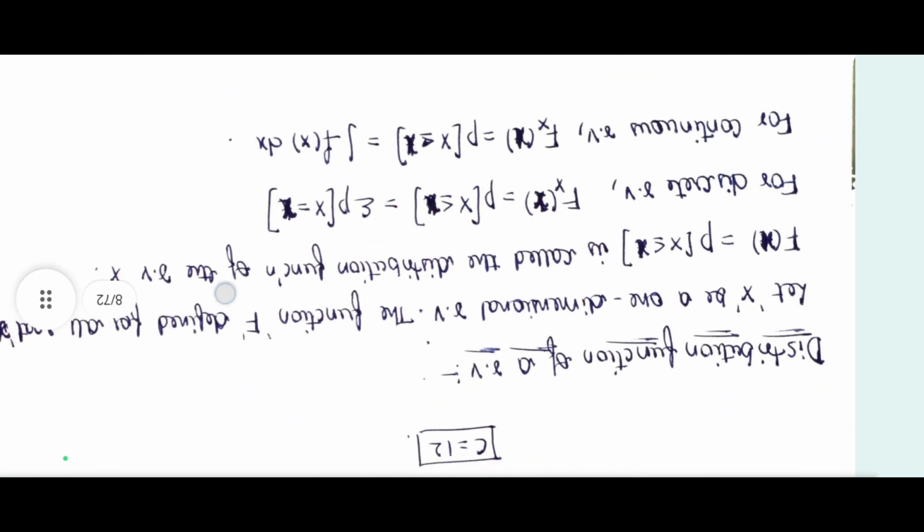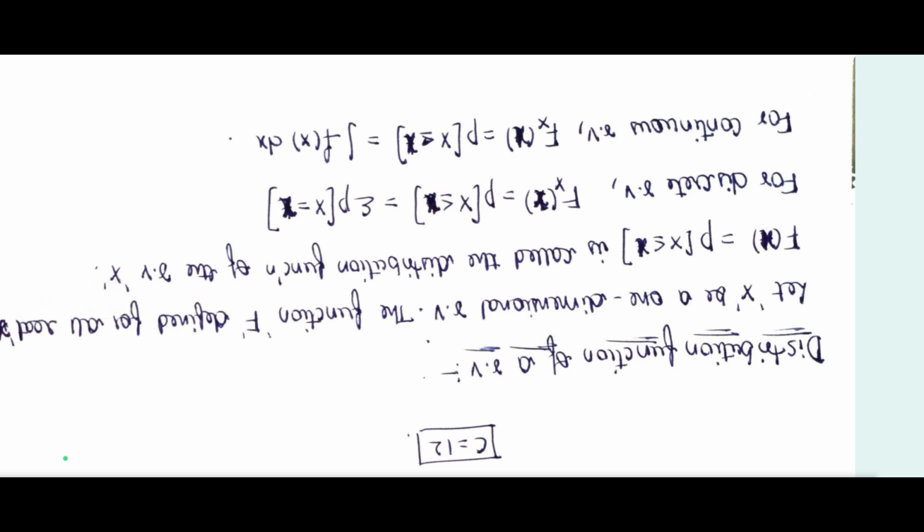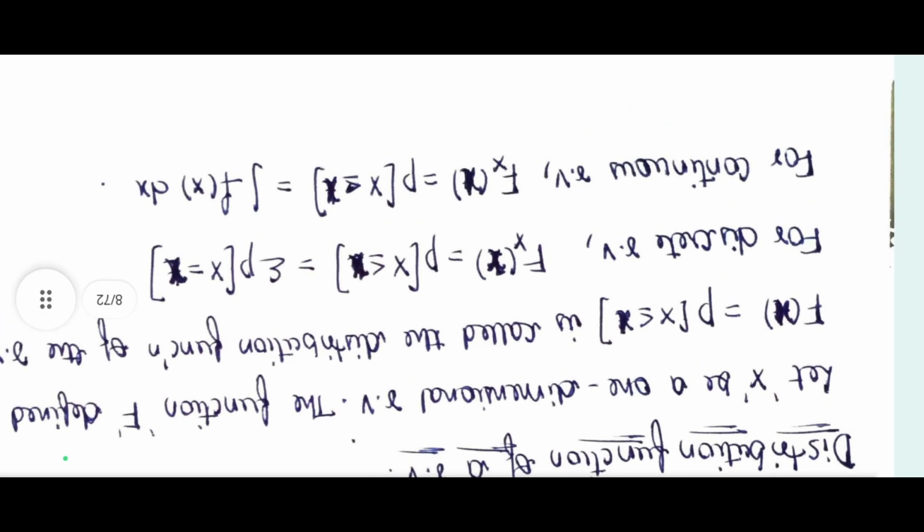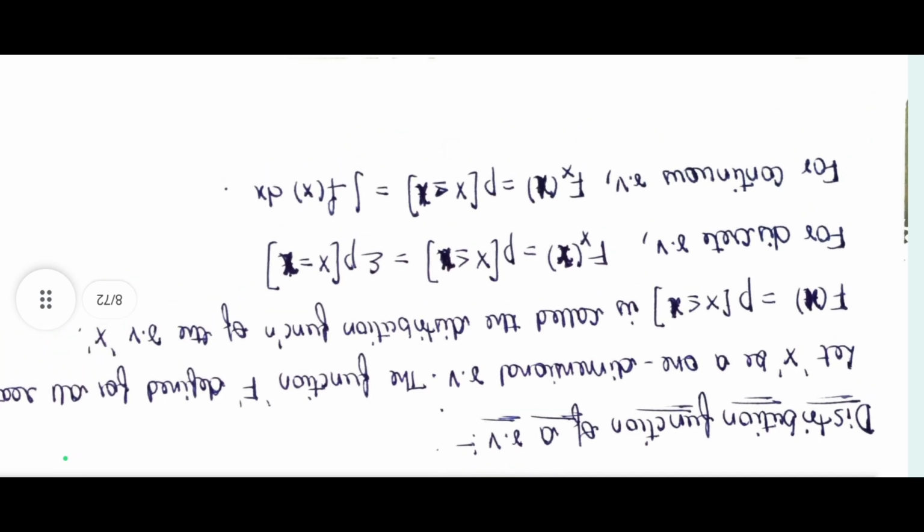Next, the distribution function of a random variable. This is very important. Let X be a one-dimensional random variable. The function F is defined for all real values of x. So F of x is P of capital X less than or equal to small x, which is called the distribution function of a random variable. It is a summation for the discrete case and an integration for the continuous case.